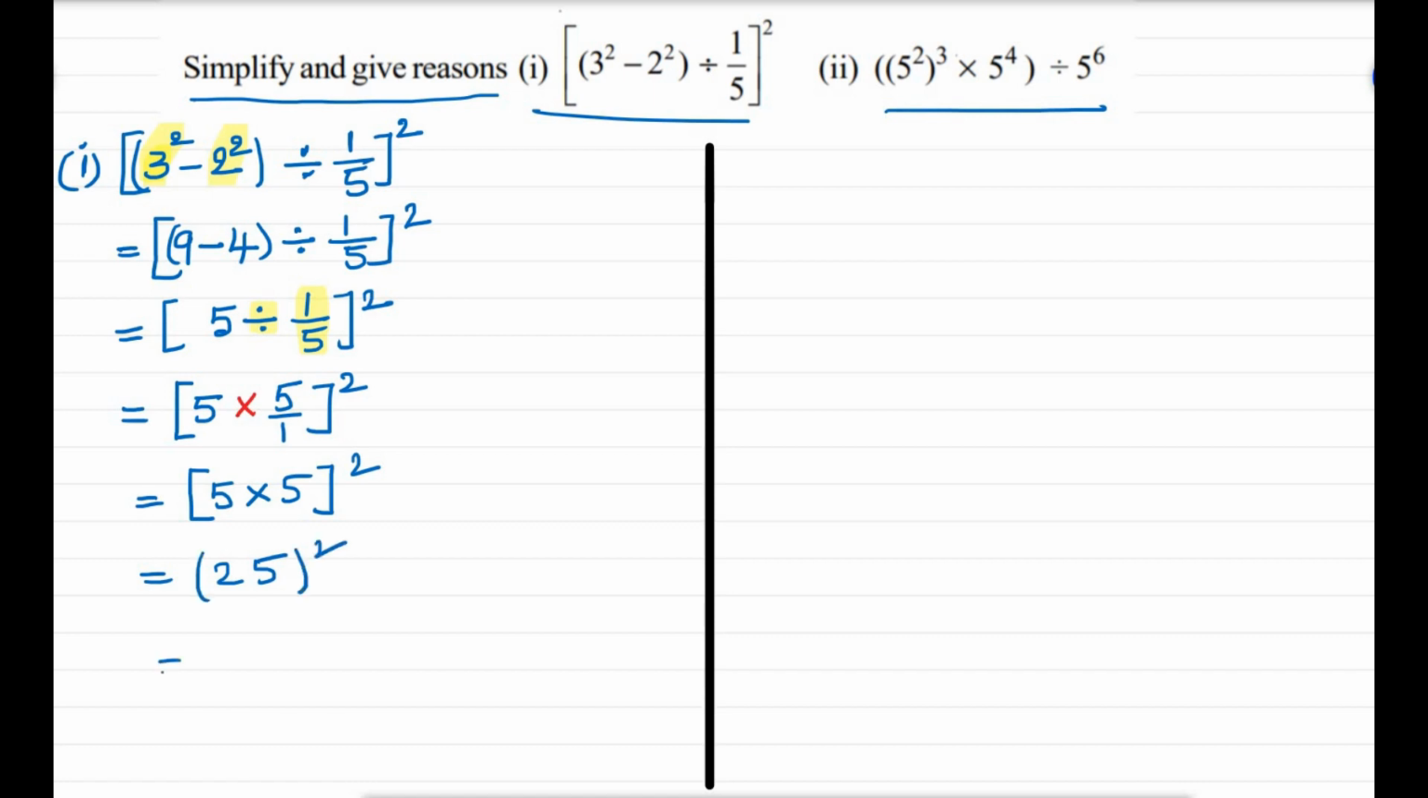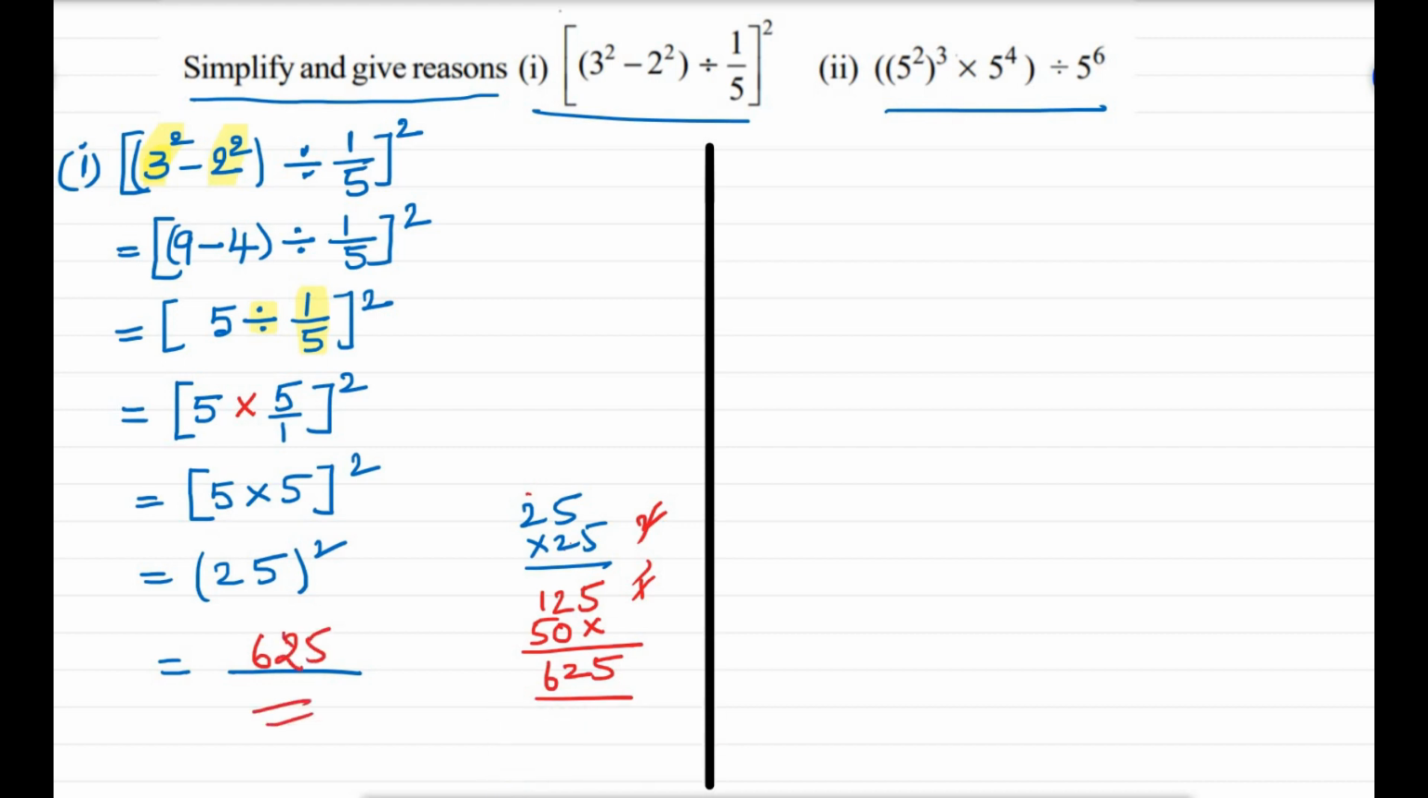So let us check the multiplication and write the result here. 25 times 25. Let's solve this. 5 times 5 is 25. 5 times 2 is 10. 10 plus 2 is 12. Into 2 5s are 10. 2 2s are 4 plus 1, 5. This is 5, 2, 6. So 625 is the final answer. This is the final answer when we simplify that.